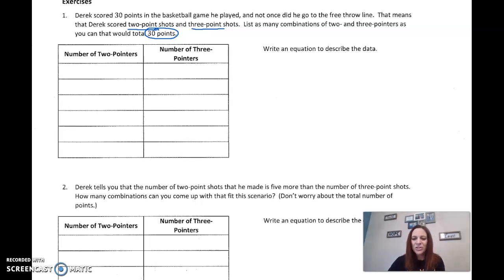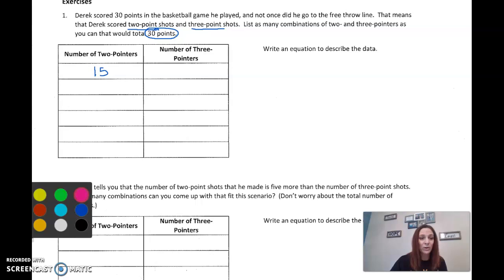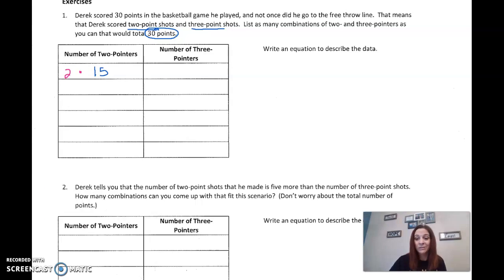Okay, so you would just do some guessing and checking here, and for the sake of time I'm going to give us what those are, but hopefully you'll understand. Let's say he scored 15 2-pointers. Every 2-point basket is worth 2 points, so 2 times 15 equals 30. That means he would score 0 3-point shots. 2 times 15 is 30, and 3 times 0 is 0, which still equals 30. That's what we're talking about here.